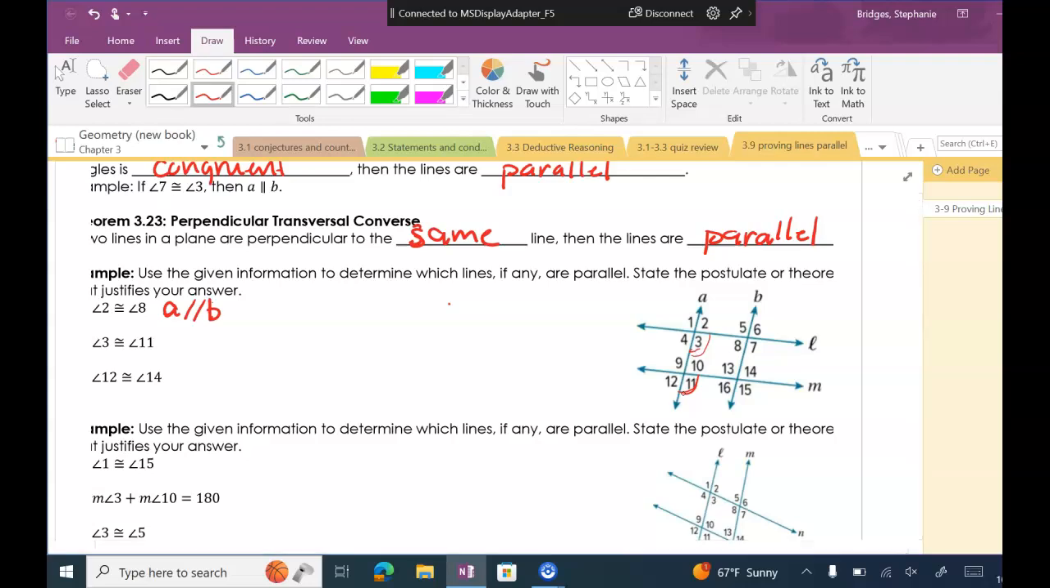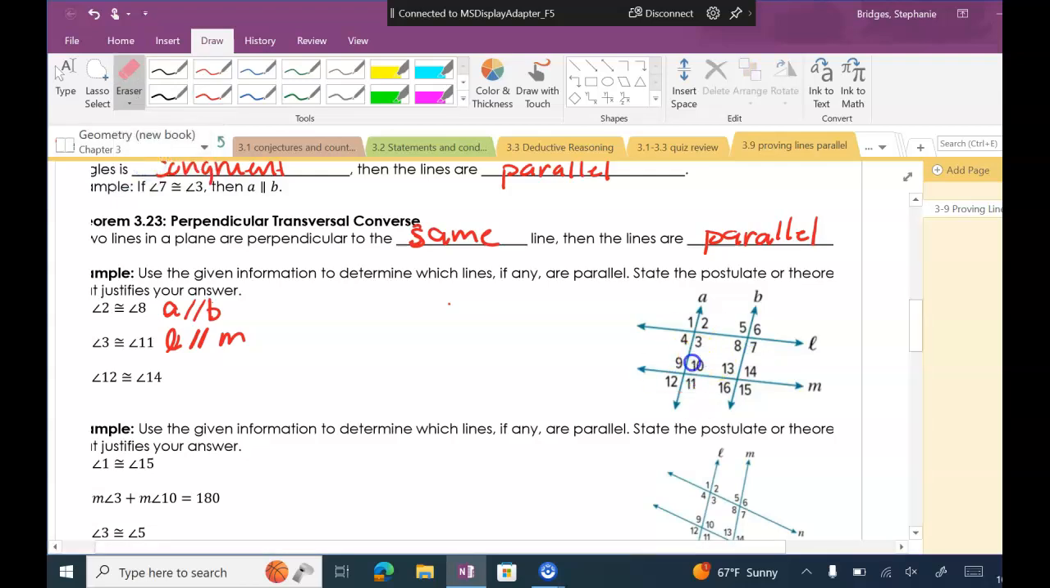What 2 lines would have to be parallel in order for those to be congruent? L and M, yes. So we're going to put line L, a little l, parallel to a little m. Does that make a little bit of sense? Okay, then I want you to try the next one.